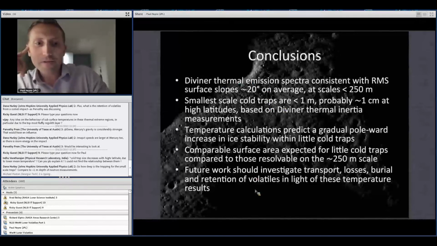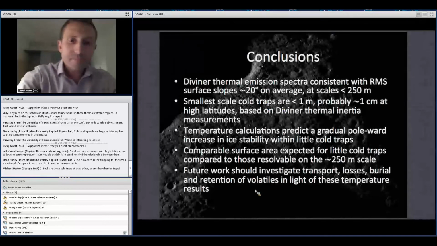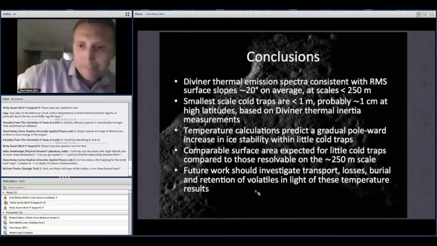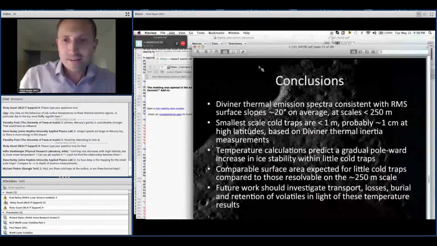So what we really need to do now is to use models like these, combined with the Diviner and other data sets, to really model these transport processes that Norbert Schörghofer and others have talked about, and how that relates to the way the volatiles are exchanged with the cold traps, and where they prefer to end up. And that's about all I had. Great, thank you.